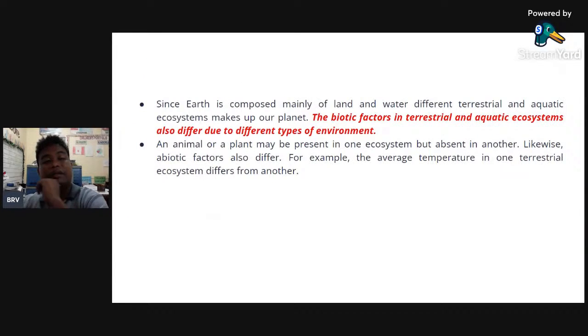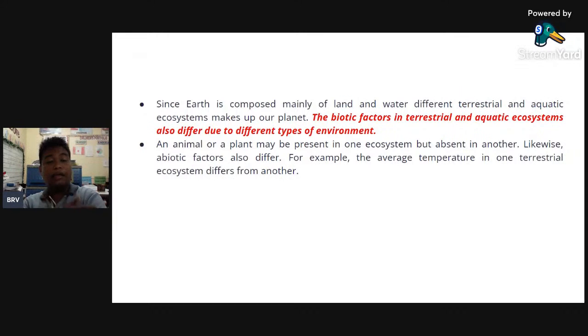So here, since Earth is composed mainly of land and water, different terrestrial and aquatic ecosystems make up our planet. The biotic factors in terrestrial and aquatic ecosystems also differ due to different types of environment. An animal or a plant may be present in one ecosystem but absent in another.